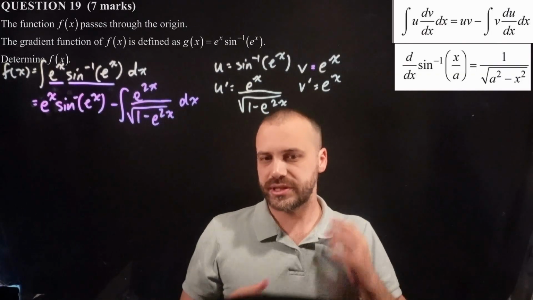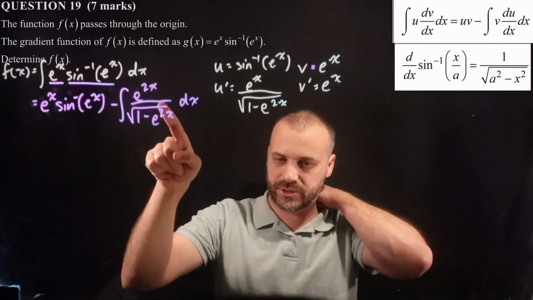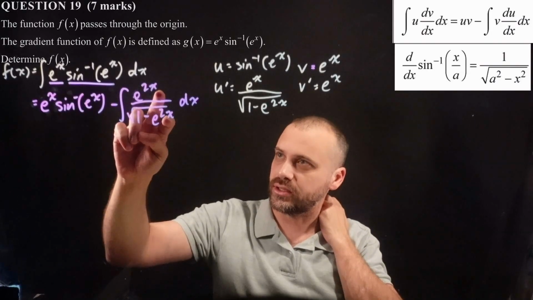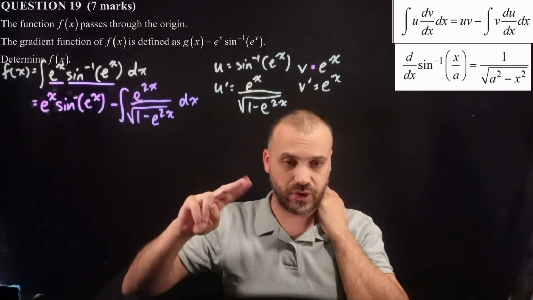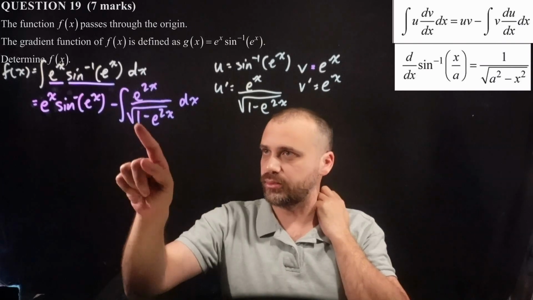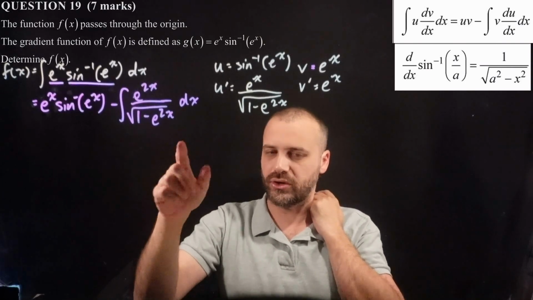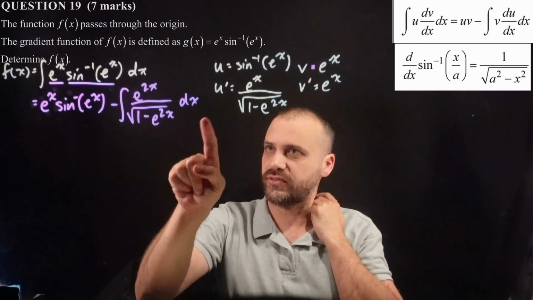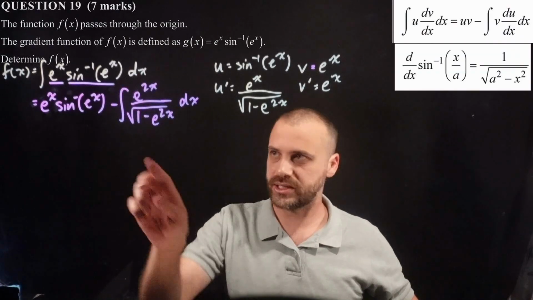Now what do I notice here? I see this e to the 2x up the top, and I see this 1 minus e to the 2x on the bottom, and e to the 2x, e to the 2x, derivatives of each other. So I think I can put a substitution in here of u equals 1 minus e to the 2x. So let's focus our energy on this piece right here.